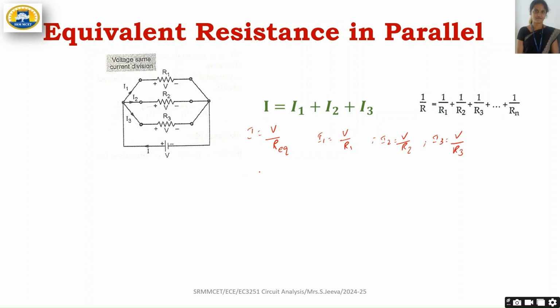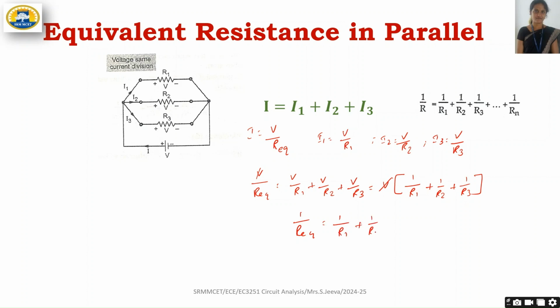So substitute in this equation. V by R equivalent equal to V by R1 plus V by R2 plus V by R3. Here the voltage will be the same, so we have to take it outside: V into 1 by R1 plus 1 by R2 plus 1 by R3. So the common term cancels out. So 1 by R equivalent equal to 1 by R1 plus 1 by R2 plus 1 by R3.